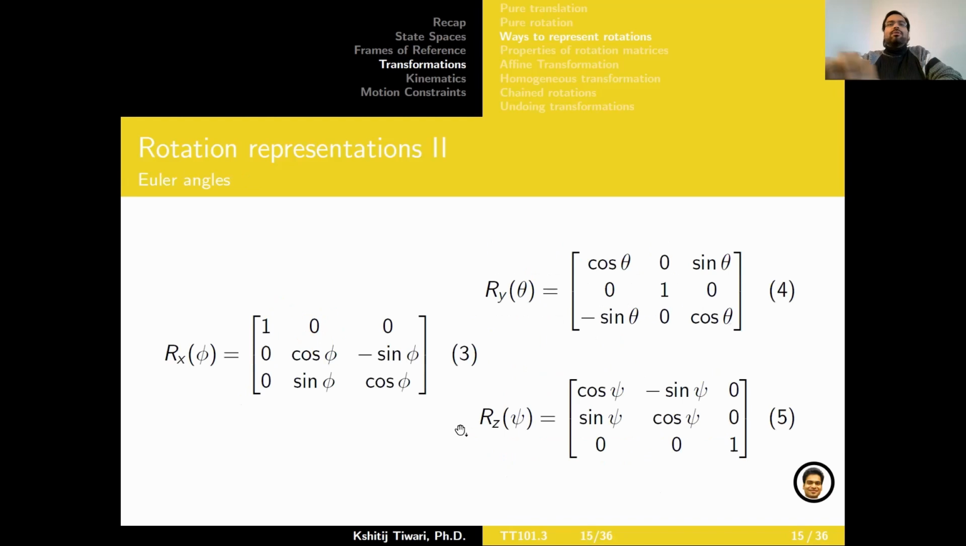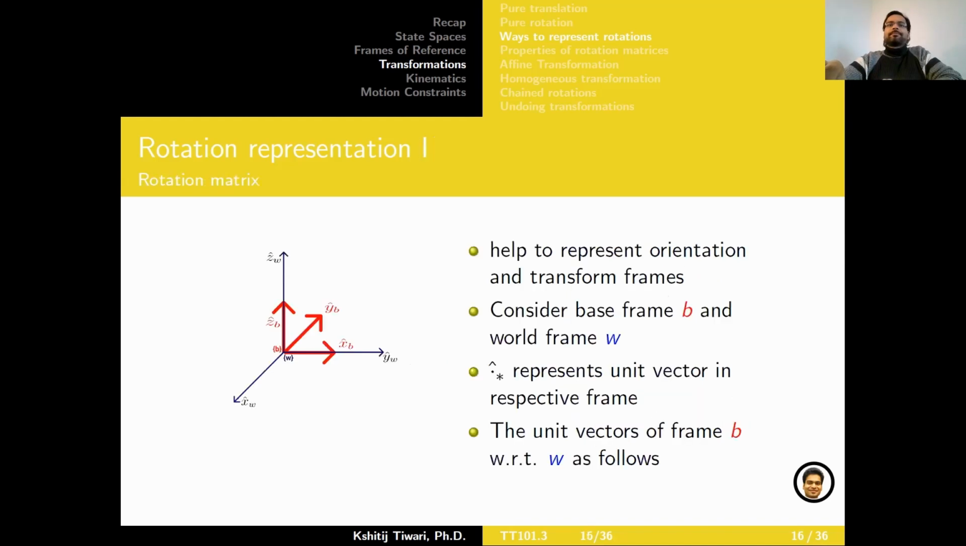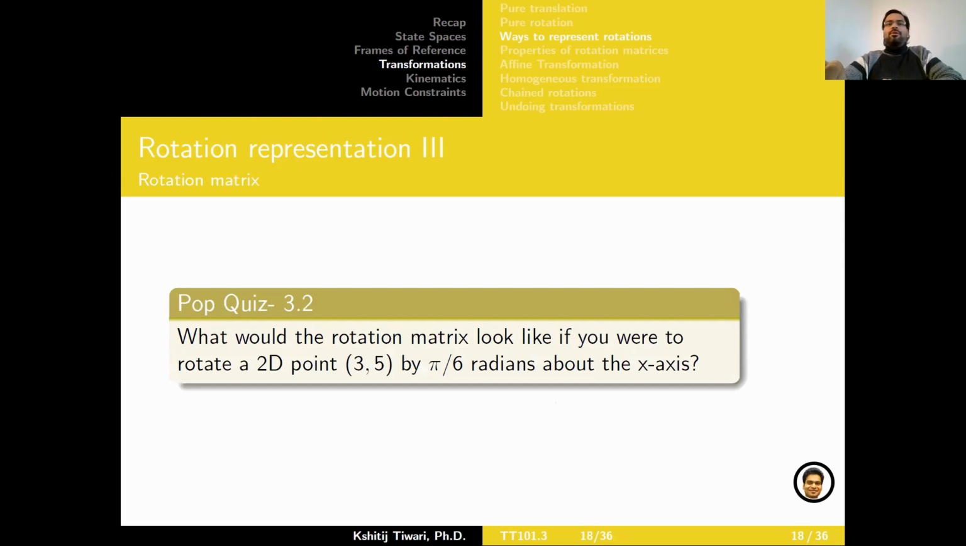And this is how, if I go a few slides back, I was getting these rotation matrices for the Euler angles, where you want to rotate by an amount phi about the axis x, an amount theta about the axis y, and an amount psi about the axis z. So rotation matrices are a neat way of understanding transforms by just dealing with matrix manipulations. Okay. Similarly, before we saw translating a point, so now this is an exercise for you to try and figure out how you rotate a vector 3, 5 by an amount pi by 6 radians about the x-axis.